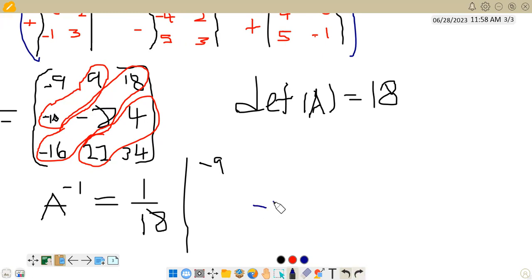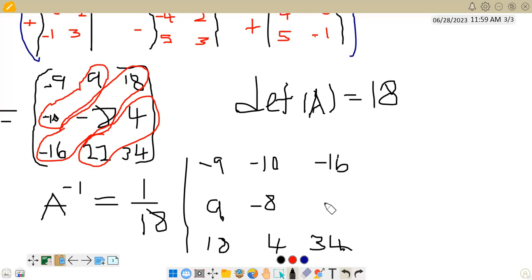So right, negative 8, then at the end there is 34. So here we have negative 10 and 9 comes here, and negative 10 comes here. Then we switch the arrangements here too, and this 18 comes here. Negative 16 comes to the end. Then we are left with 4 and 22, so 4 comes here and 22 goes here.